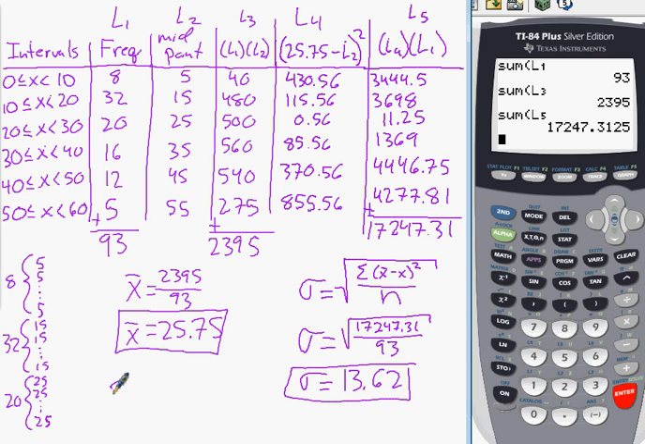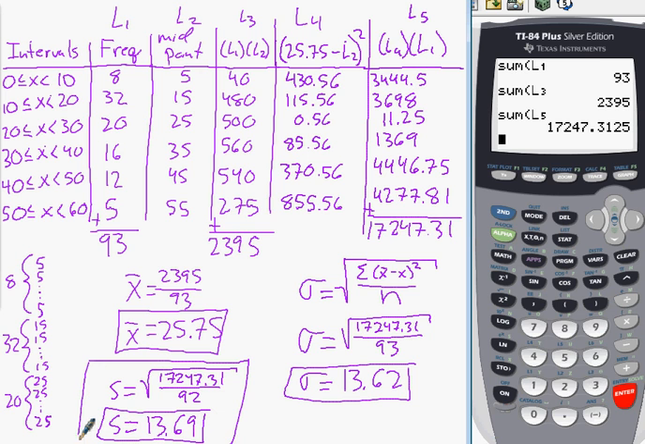Sample standard deviation would be pretty straightforward. It's the same sum on the top, just divide by n minus 1, so you divide by 92 instead of 93, and you end up with 13.69, a slightly larger number, as is typical for standard and sample standard deviation. So that is how you calculate standard deviation and sample standard deviation from grouped data in a frequency table, as well as the mean, median, and mode.